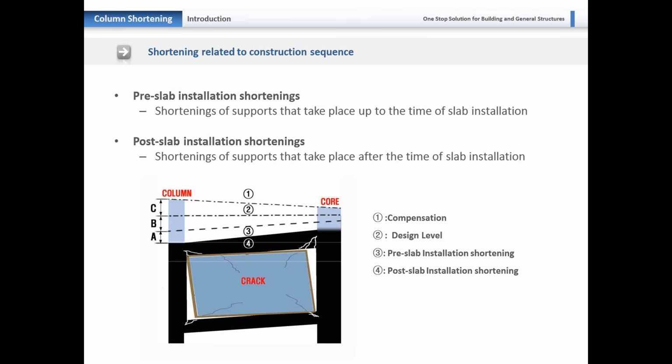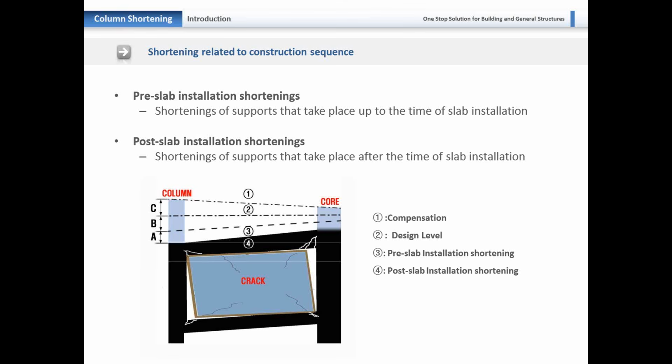So we have basically two types of shortenings here. We have pre-slab installation shortening, that is shortening of supports that happens at the time of the slab installation, and then post-slab installation shortening, that is basically once the slab is installed and the load from the slab is also acting on the supports, there will be an additional shortening phenomena occurring after that.